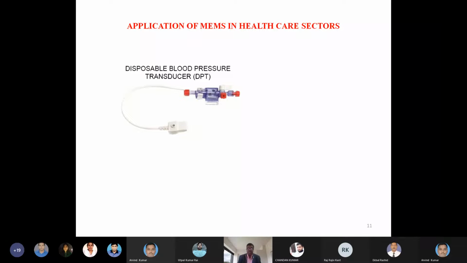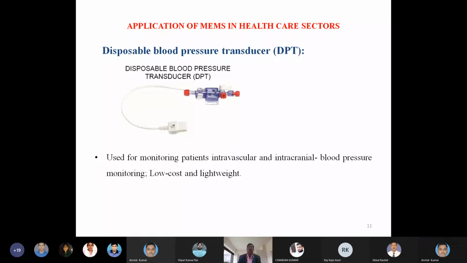Coming to applications of mechatronic systems in the healthcare sector, the disposable blood pressure transducer is very common. It consists of sensory devices used for monitoring the patient in intravascular and intracranial blood pressure monitoring. It is usually very low cost and lightweight.